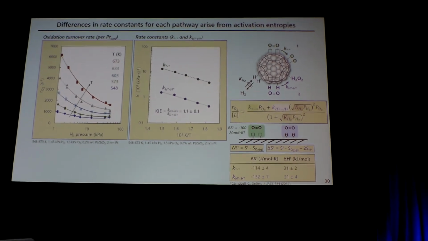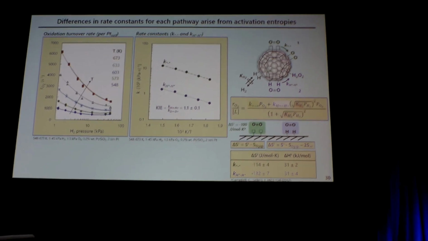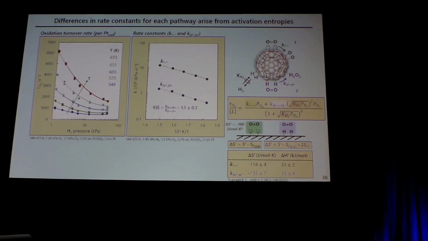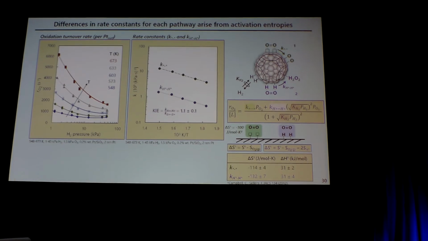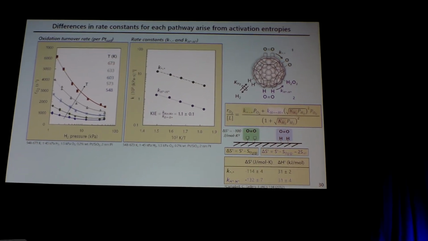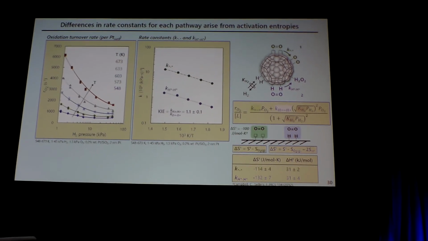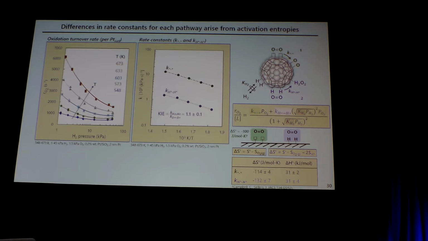Now we measure a rather weak kinetic isotope effect for this parameter, which is the ratio of this constant using hydrogen versus using deuterium. So this indicates that we have a very early transition state. And moving on, looking at the DFT, we will verify this.